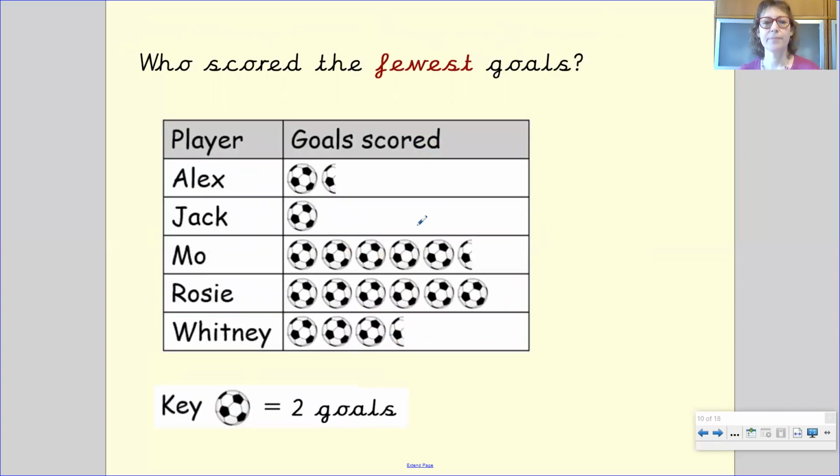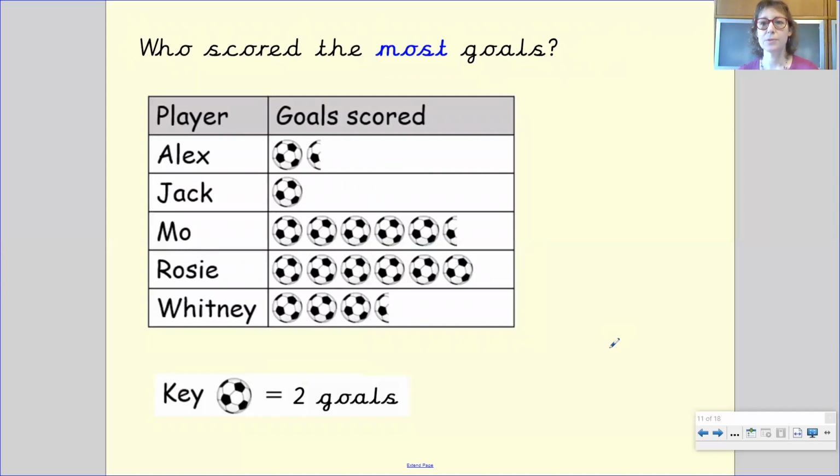Okay, let's have a look at this one. Who scored the fewest goals? And the great thing about the most and the fewest questions is you don't have to look at the key for that one, because that one's just which line goes out the longest, or in this case, which line's the shortest. So we can see just by looking at it that Jack scored the fewest goals. Jack has the smallest line. Who scored the most goals? So who is it? And we can see it's just the longest line, and it's Rosie.